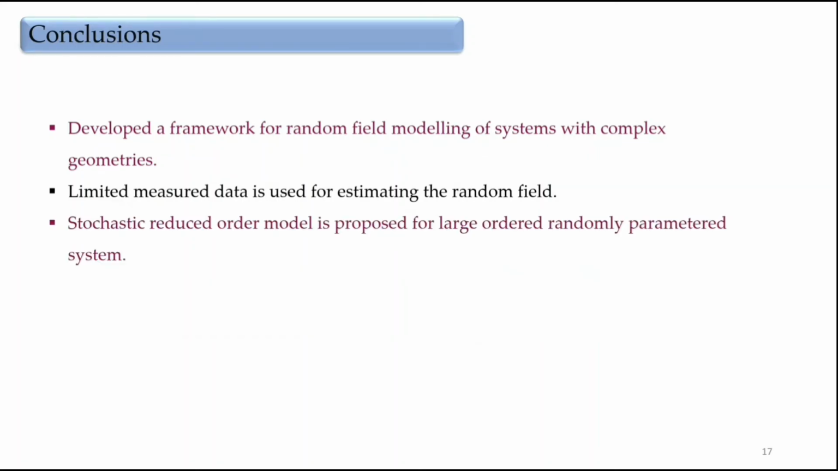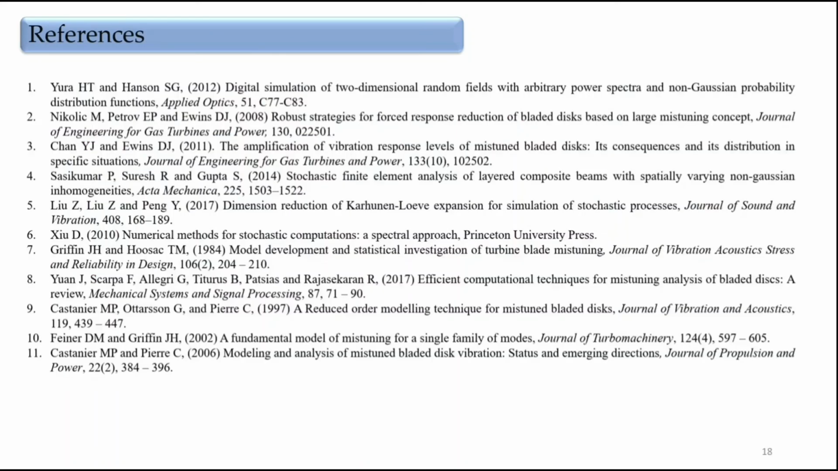Now to conclude the talk, in this study a framework has been developed for random field modeling for systems having complex geometries. This framework uses a limited measured data set and reduces the epistemic uncertainty in the model. To study the dynamical behavior of large order randomly parametered bladed disk systems, a stochastic reduced order model has been developed which significantly reduces the computational cost as compared to the Monte Carlo simulation based approach. These are the list of references.